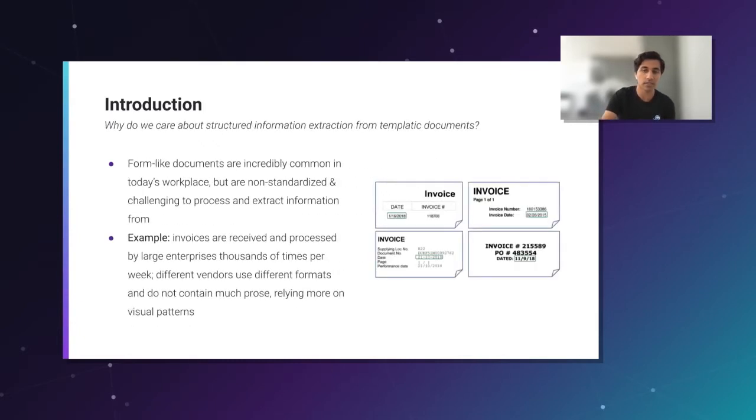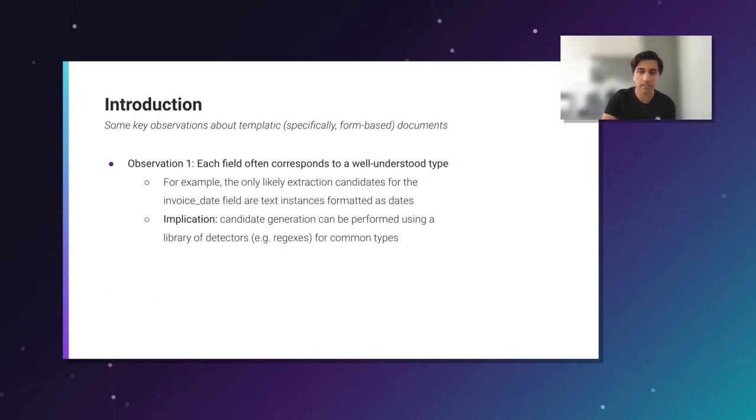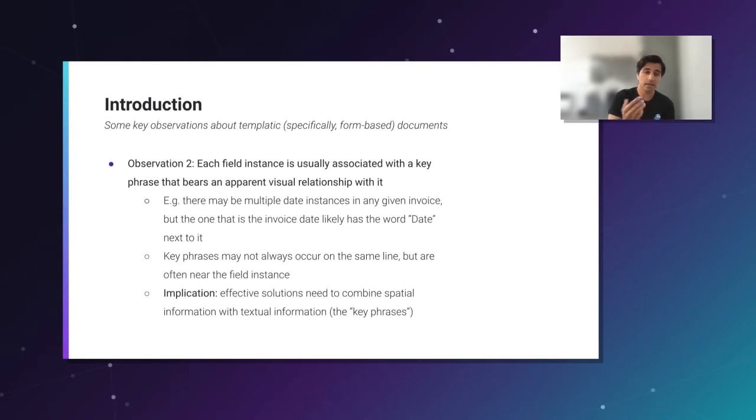If you go back to the earlier example here, you can see that for the invoice date, there's invoice date, and dated. And those are all key phrases that are near the invoice date. Obviously, they're not on the same line all the time. So in the top left, the date is above the invoice date, but it's still within the surrounding context. These key phrases are often in the neighborhood of the field instance. And the implication of this observation is that effective solutions need to combine both spatial information with textual information, because these key phrases are important to provide context for what the field instance value is.